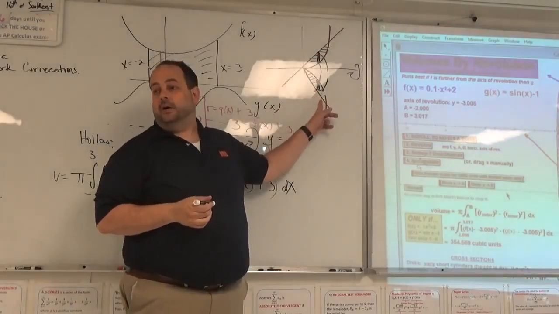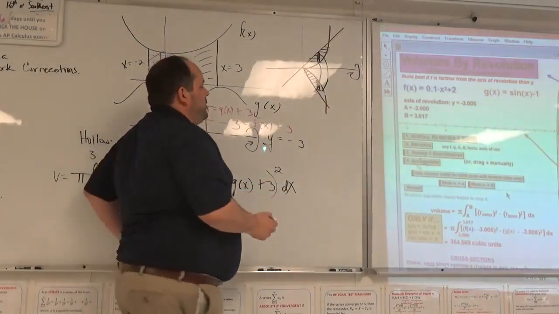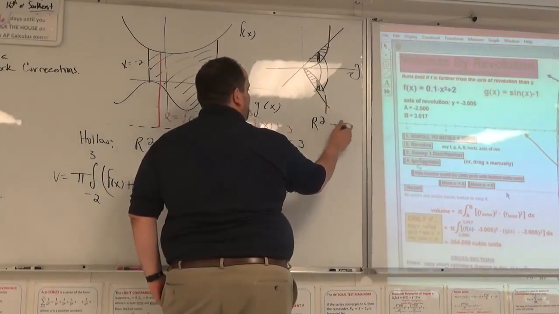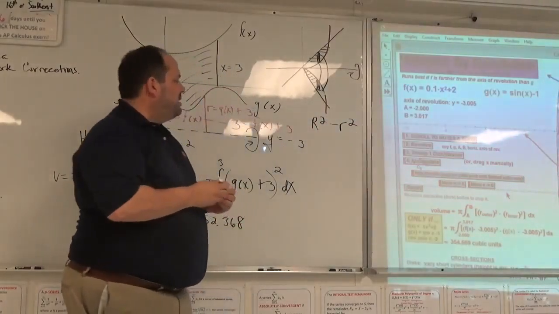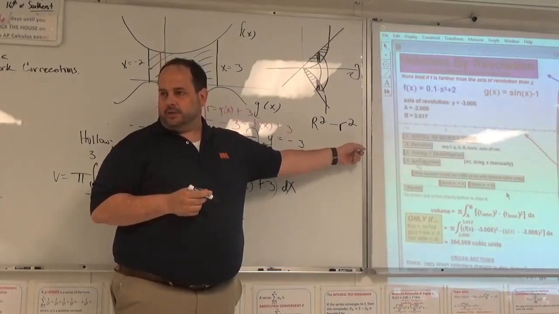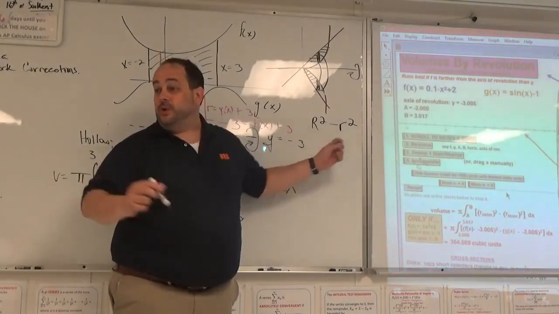Right, it's going to be hollow. I got here, so what do I do? The important thing to keep in mind when you do hollow is we're thinking big R squared minus little r squared. Yes, so write it out.